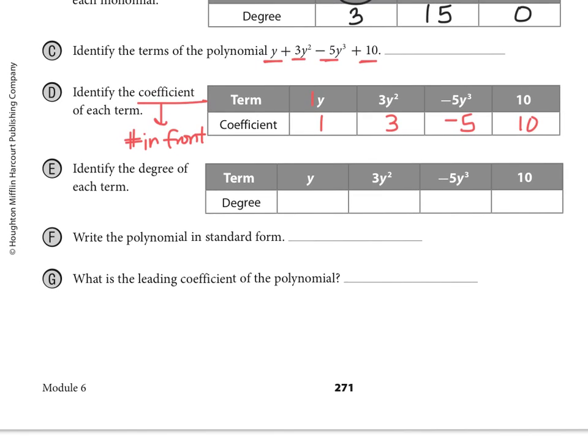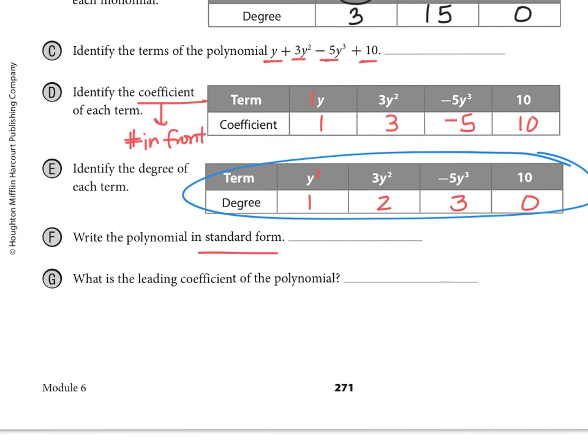Okay, identify the degree. That's just practice with what we did above. The whole reason they're doing this is because they're wanting you to write it in standard form. So here the degree is 1. Right, secretly there's a little 1 exponent there. 2, 3, and 0. And remember we said we want to write it in decreasing order. So if I'm going to write all of this in decreasing order, I'm going to start with negative 5y to the third because it's got the highest power, plus 3y squared, plus y, plus 10.